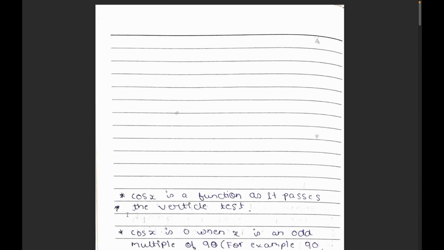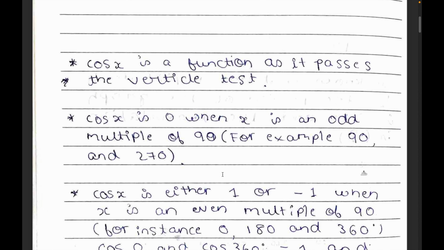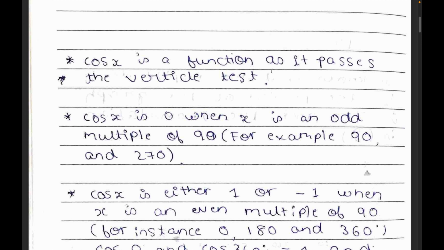Okay, now I'm going to show you some of my own notes. I was supposed to draw the function, but I was too lazy, so we'll just ignore that. The cos x is a function as it passes the vertical test. A vertical, yeah, also ignore the spelling. So a vertical test is a test for a relation. So if it passes the vertical test, it means it's a function.